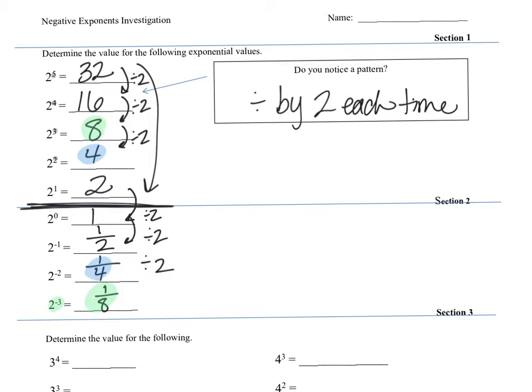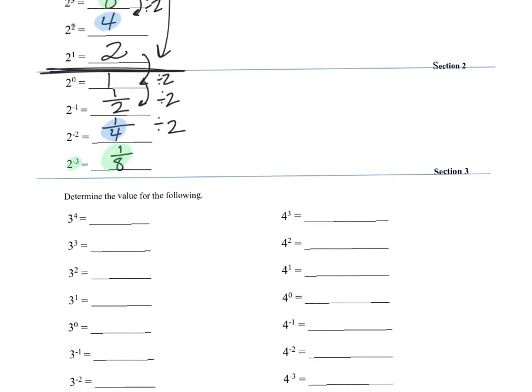So let's see what happens when we do the same thing with the values at the bottom of our screen. So we've got 3s and we've got 4s. I want you to fill that out, or just write that out on a piece of paper, see if you can observe the pattern, and then when you're finished, I want you to unpause the video, and then check your answers.